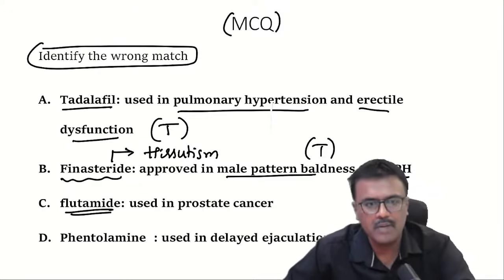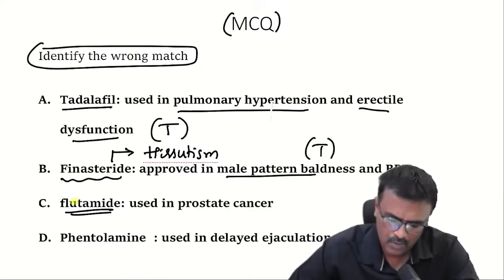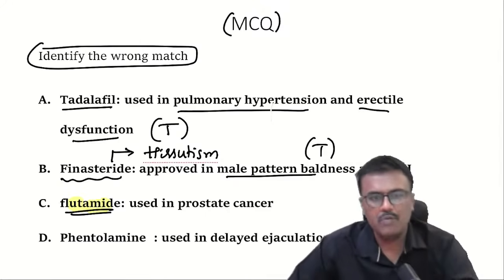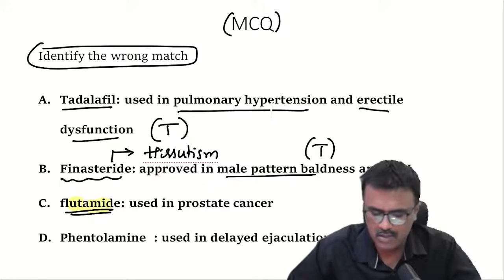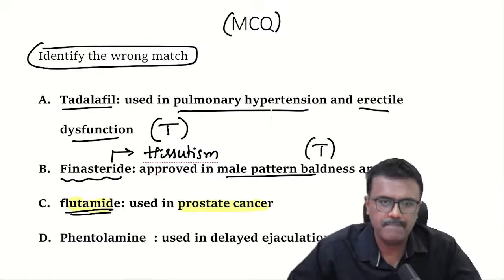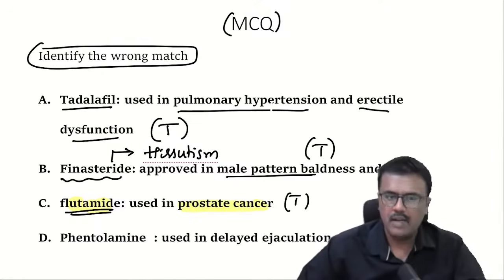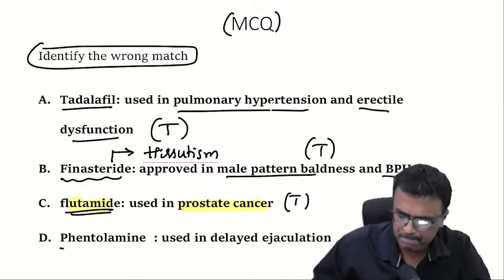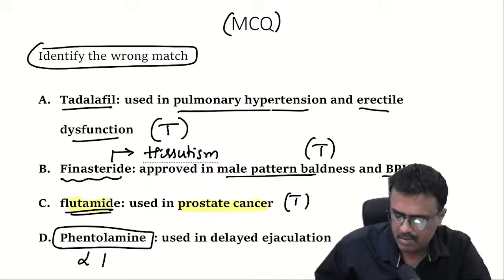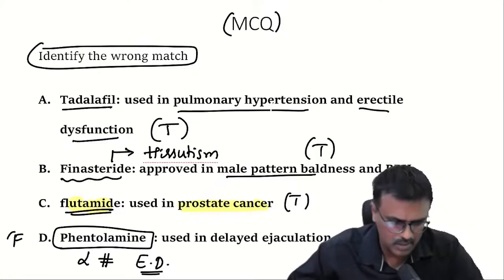Flutamide. What is flutamide? It's an androgen receptor blocker. Remember, anything ending with lutamide, flutamide, bicalutamide, nilutamide, they're all androgen blockers used in prostate cancer. That is also true. Now coming to the last option, phentolamine is used in delayed ejaculation. No, phentolamine is an alpha blocker which is used in erectile dysfunction, not in delayed ejaculation. So the false statement is D.